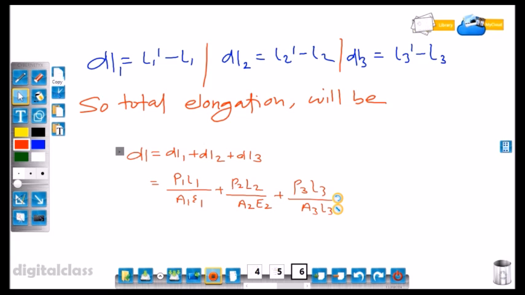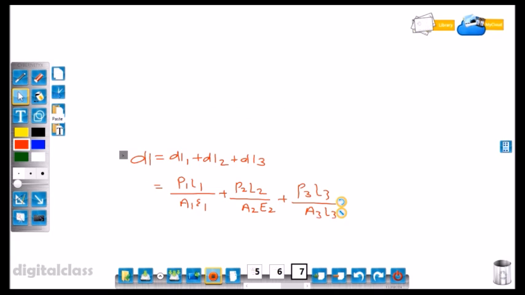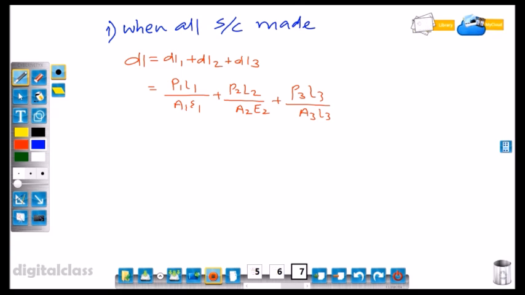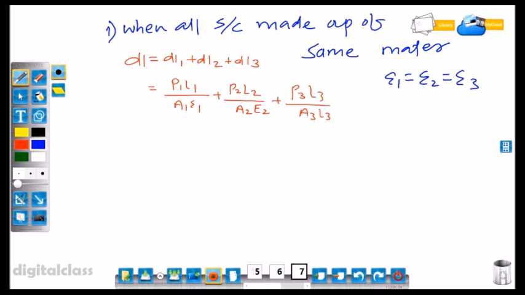So this is the final equation. First condition: when all these sections are made up of the same material, meaning the elastic modulus of each section is the same, we can take it out of the bracket and the equation becomes like this.